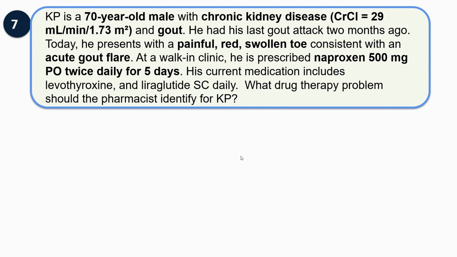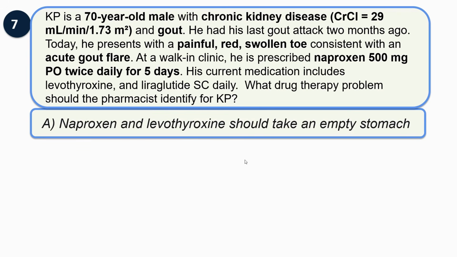Next, KP is a 70-year-old male with chronic kidney disease, with a creatinine clearance of 29 mL per minute, and had gout. He had his last gout attack 2 months ago. Today he presents with a painful red swollen toe consistent with an acute gout flare. At a walk-in clinic, he is prescribed naproxen 500 milligrams twice daily for 5 days. His current medications include levothyroxine and liraglutide subcutaneous daily. What drug therapy problem should the pharmacist identify for KP?